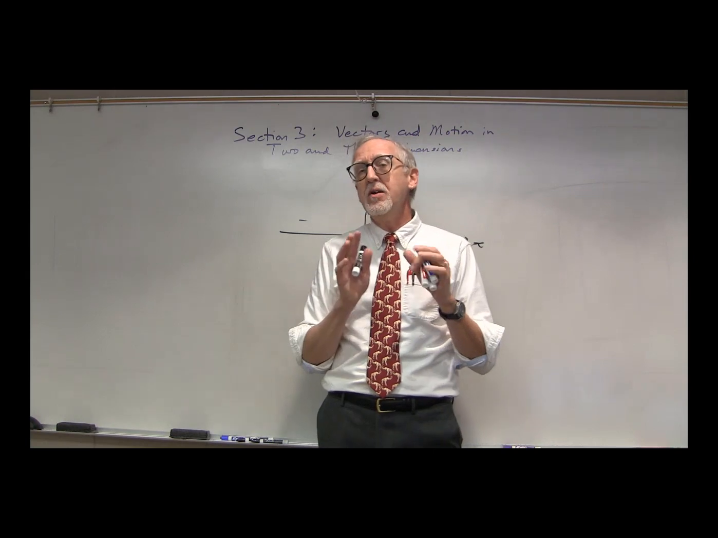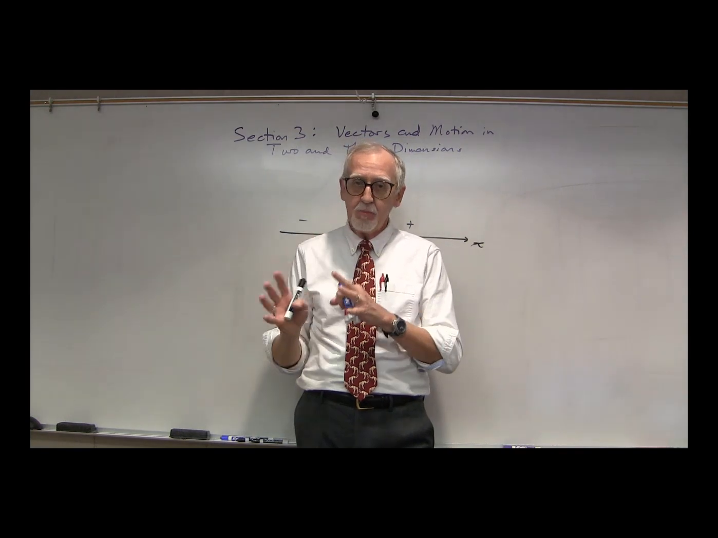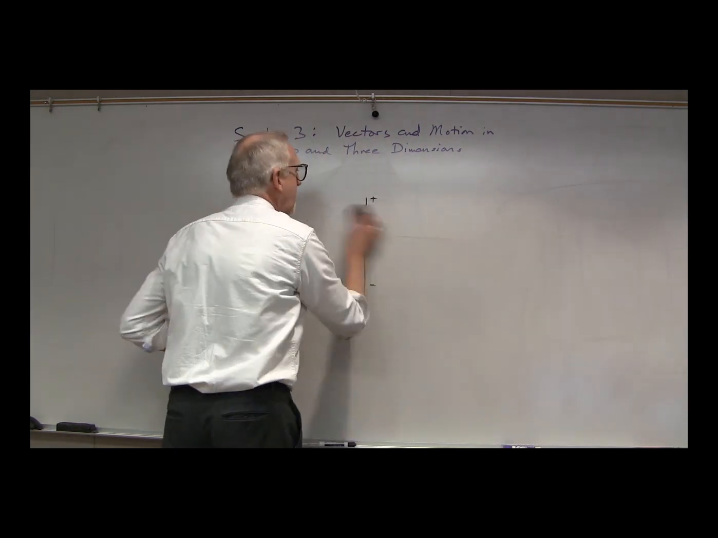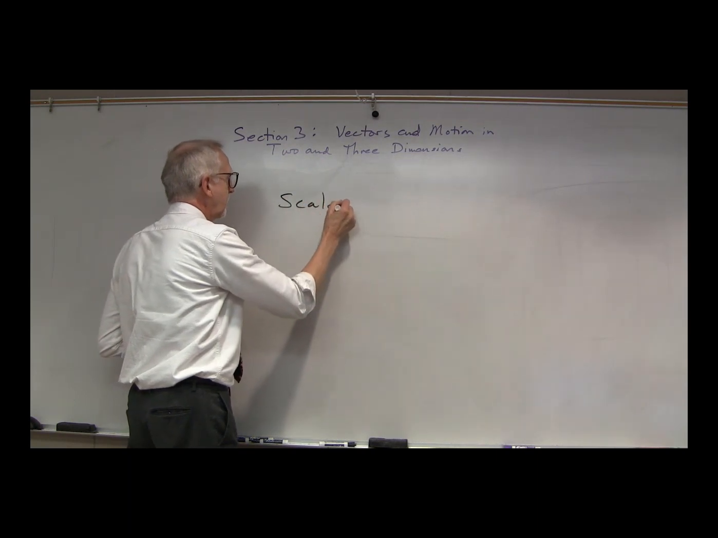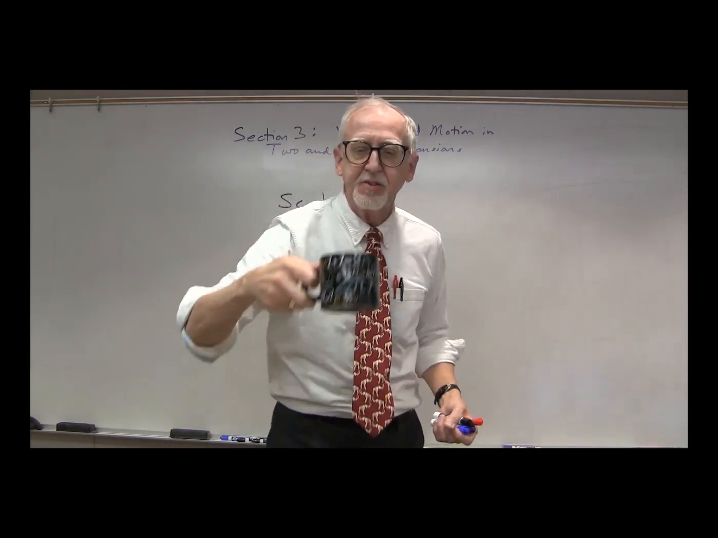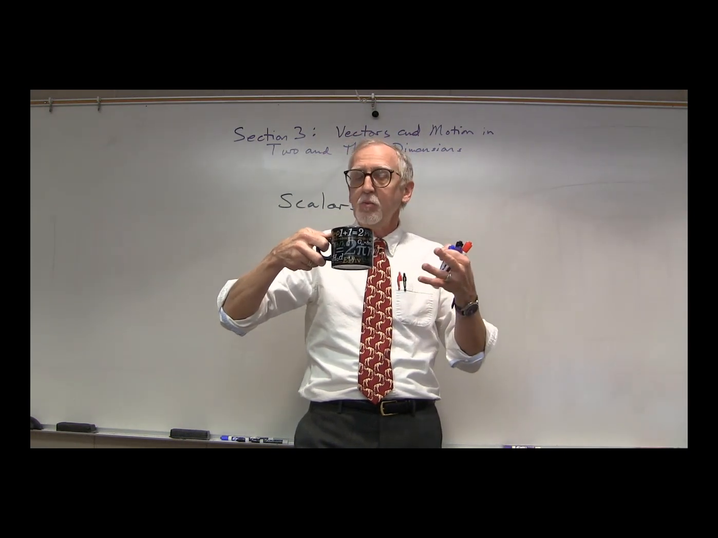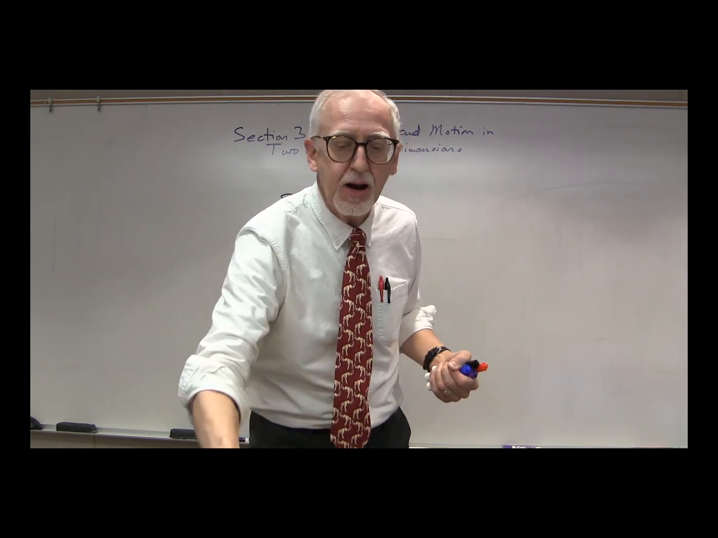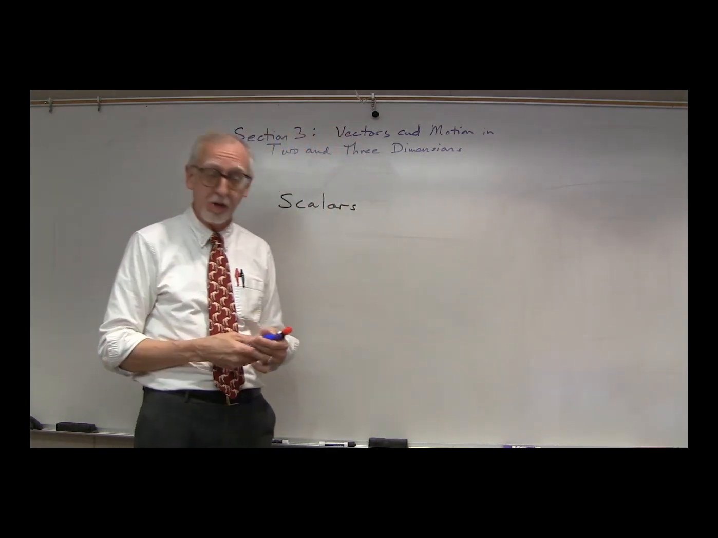When we have certain quantities which can be completely described by a number and typically a unit, those kinds of quantities are what we call scalars. For example, the mass of an object. What is the mass of this cup? We can describe that with a single number, maybe 1.125 kilograms or something like that. That's all we need to do to describe the mass of an object. It's a single number. That's what we call a scalar.